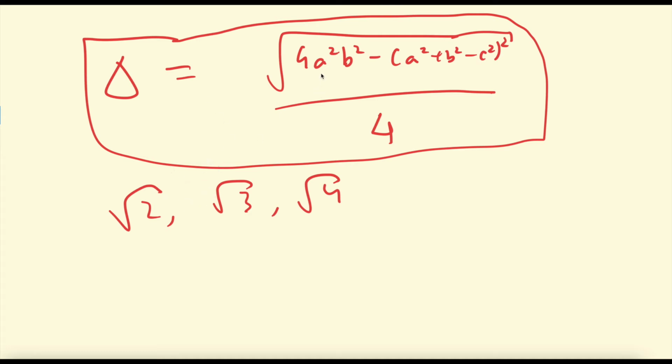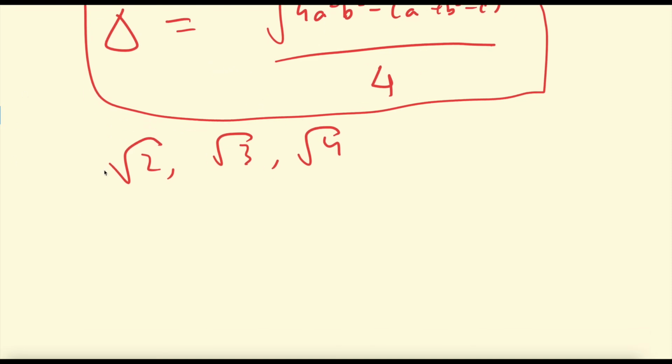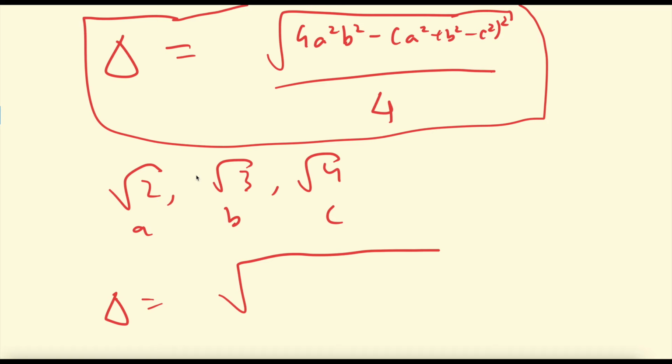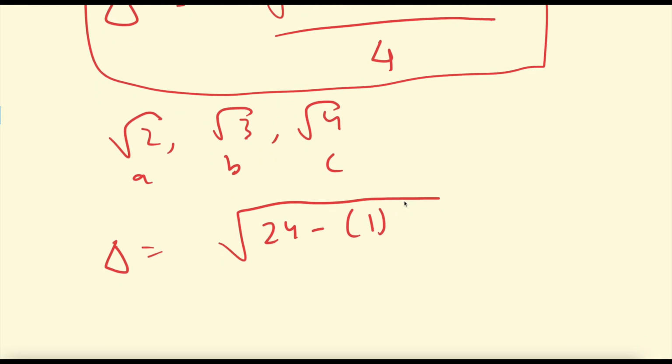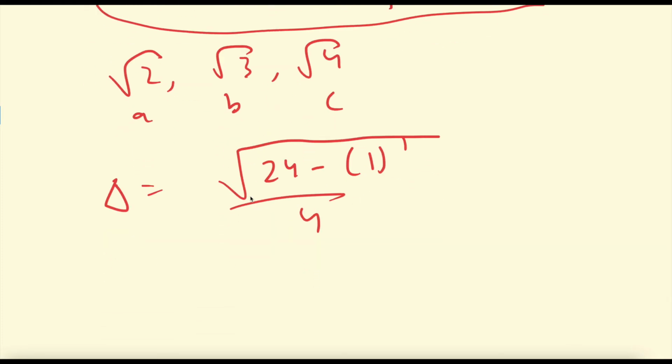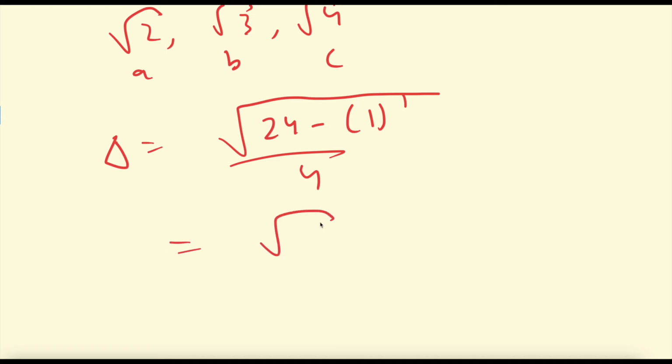Now I'll just show you how to do it with this. We'll take this as a, b and c. Now if we do it with this, it'll just become squares of whole numbers. So 4 into a square into b square, 4 into 6, that's going to give 24, minus a square plus b square minus c square whole square, that's minus 1. 2 plus 3 minus 4, that's 1, divided by 4. So this answer is directly root 23 by 4.